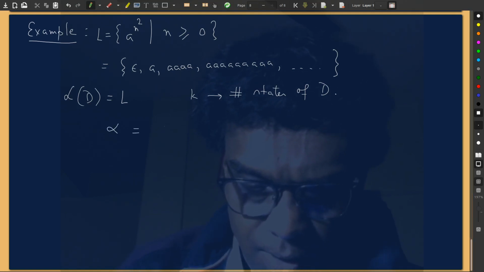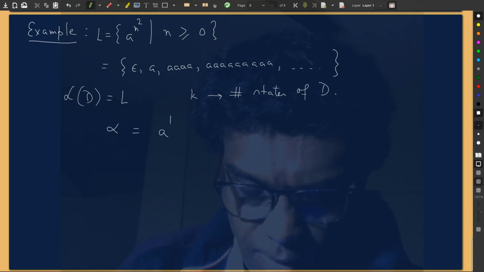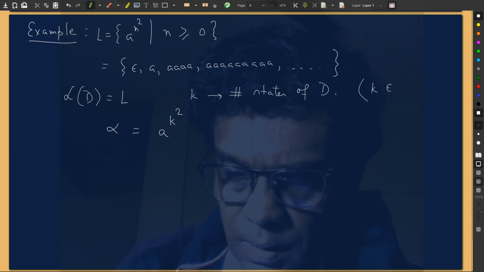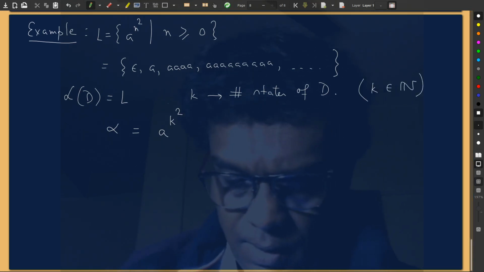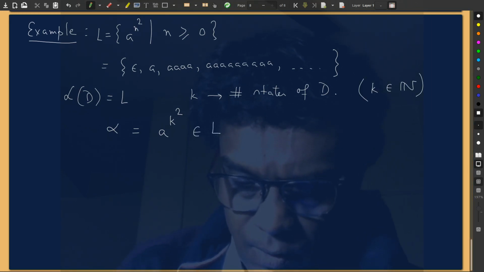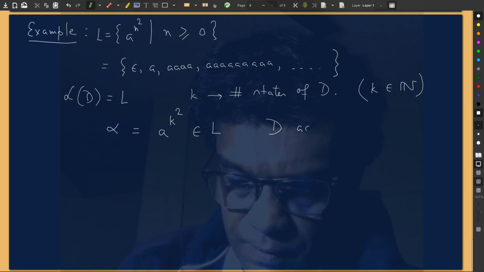This string a^(k²). Number of states, so this is in n greater than or equal to 1. It doesn't matter, a^(k²). So this is definitely in L. So D accepts it.